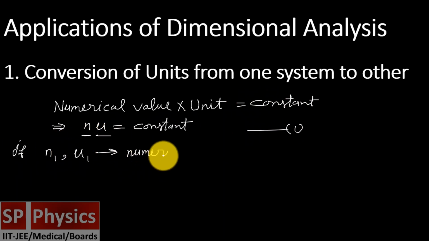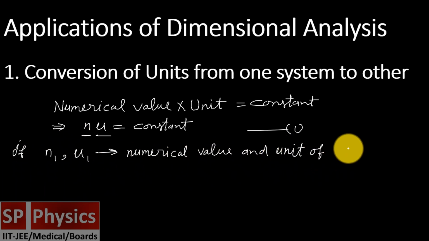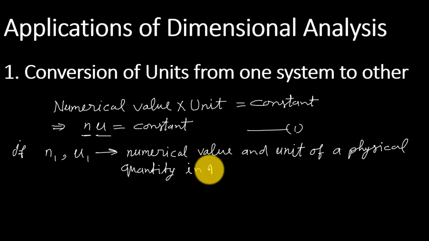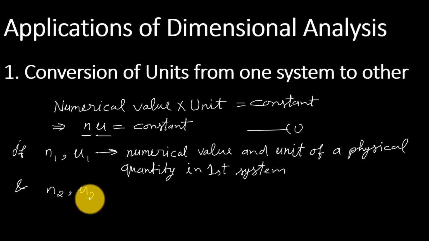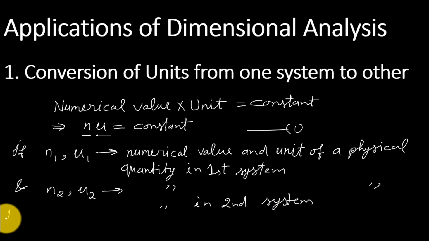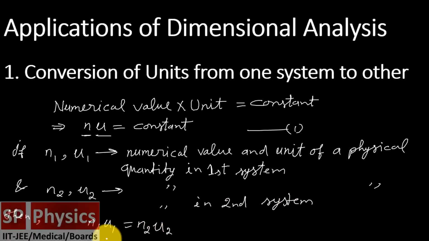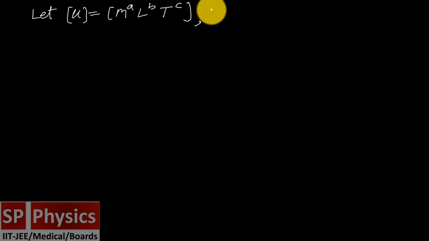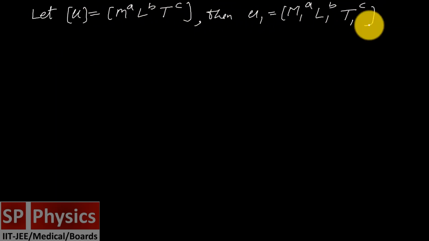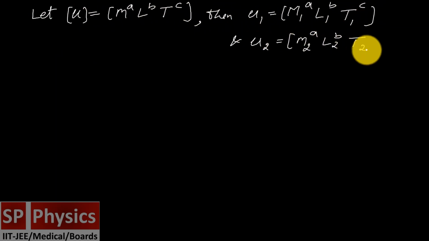If n1, u1 are the numerical value and unit respectively of a physical quantity in the first system, and n2, u2 are the numerical value and unit respectively of the physical quantity in the second system, then according to equation 1 we can write n1 u1 is equal to n2 u2. If u is equal to M^a L^b T^c, then u1 will be equal to M1^a L1^b T1^c, and u2 will be equal to M2^a L2^b T2^c.